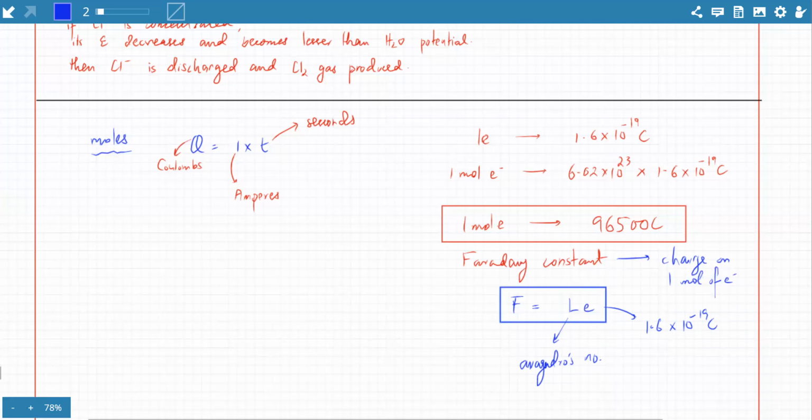So what's the purpose of Faraday constant? It relates charge with moles of electrons. If you know the charge that's passing through the circuit, you can, using ratios, find the moles of electrons. This is the only thing you have to remember. If you have 2 moles of electrons, the charge is going to be double. So any amount of charge, you can convert into the moles of electrons passing through the circuit.